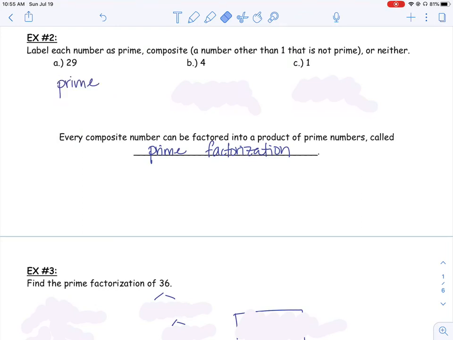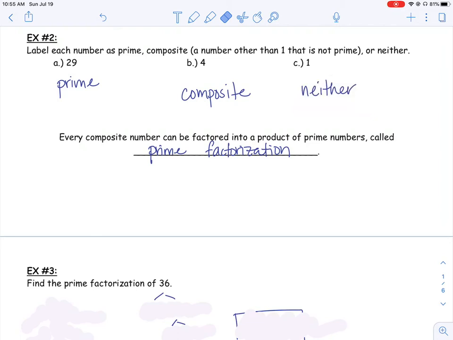What about the number 4? Can you think of factors of 4? Well, I know that numbers that multiply to 4 are 1 and 4, and I also know that 2 and 2 multiply to 4. So this one is called a composite. It's not a prime number. It has multiple factors.